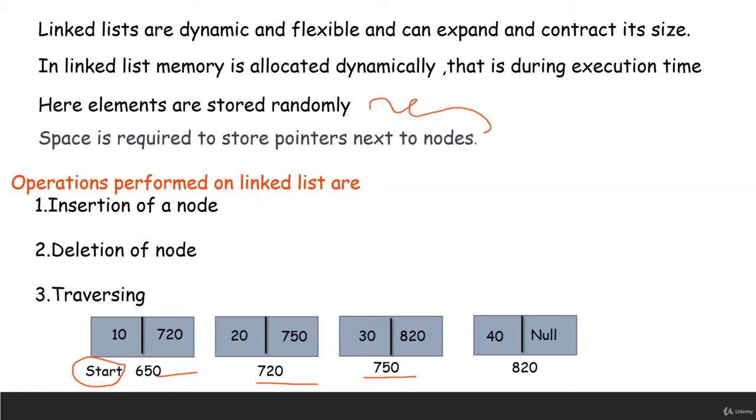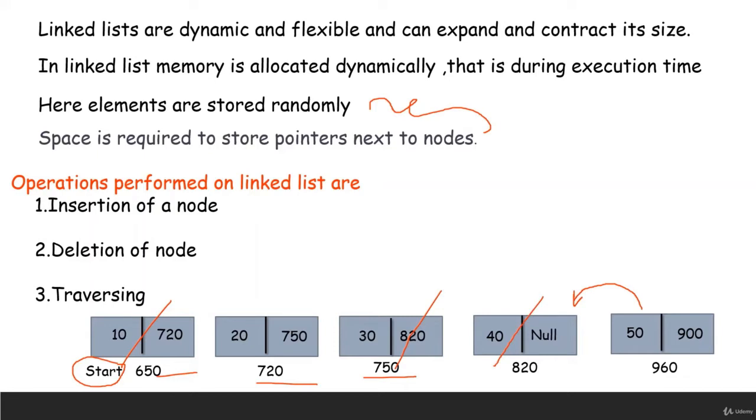Insertion of a node. For it, you have to first create a node, and then this node is to be inserted into the linked list in 3 ways. Either you could insert this node into the linked list at the end, or at the beginning, or in the middle. So there are 3 ways to insert a node, and also there are 3 ways to delete a node. You could either delete the first node, or the middle node, or the last one.